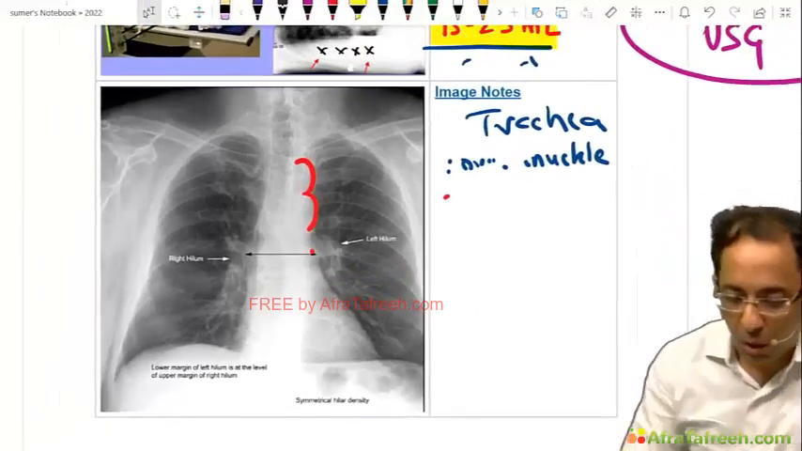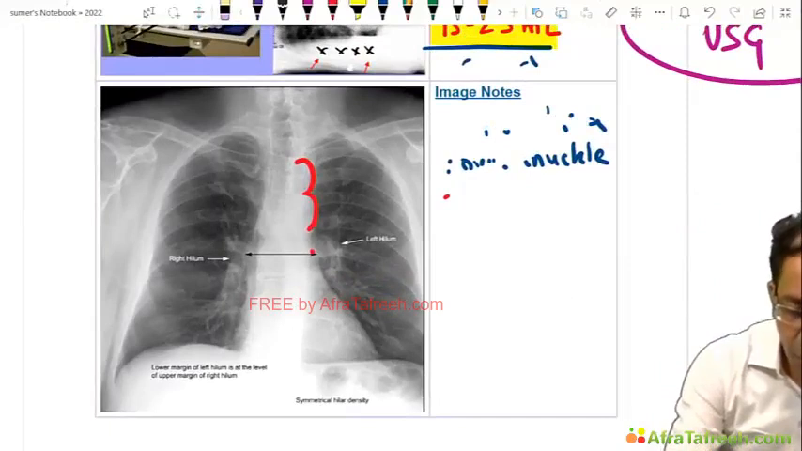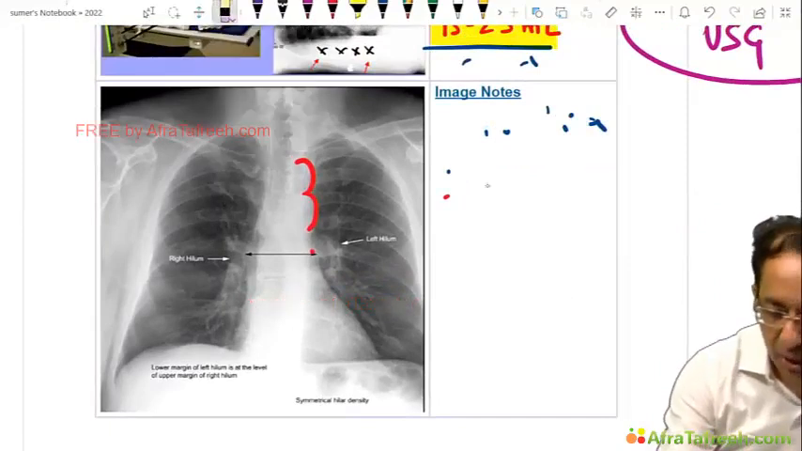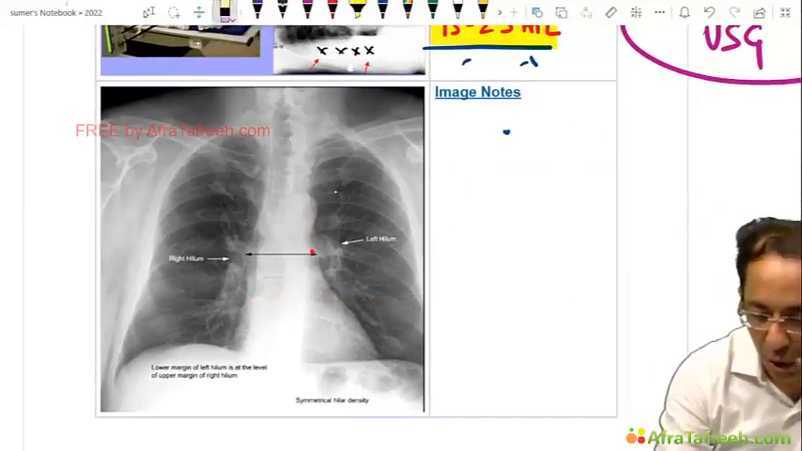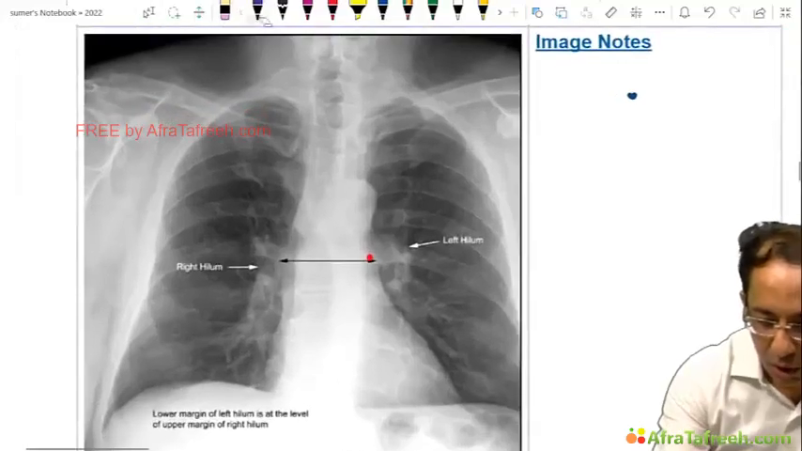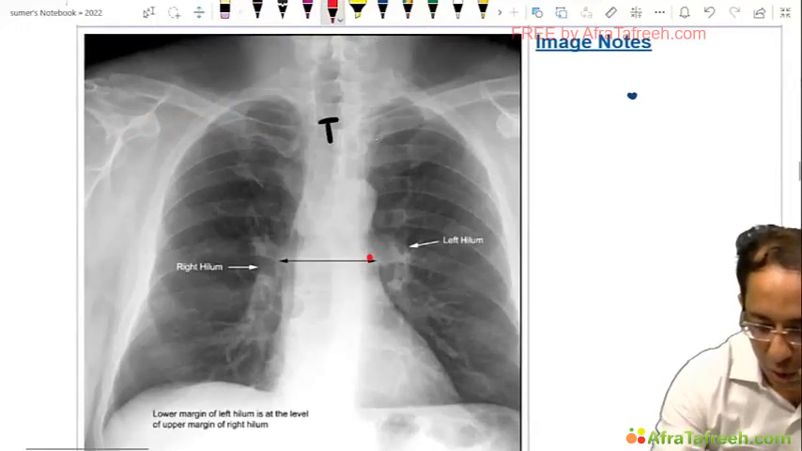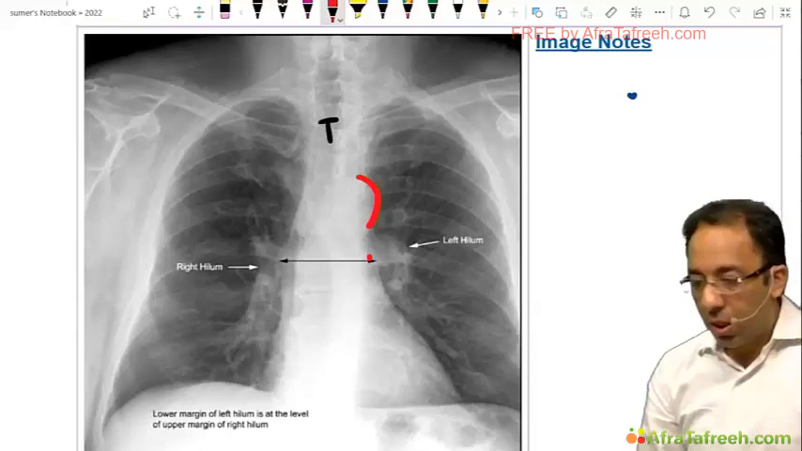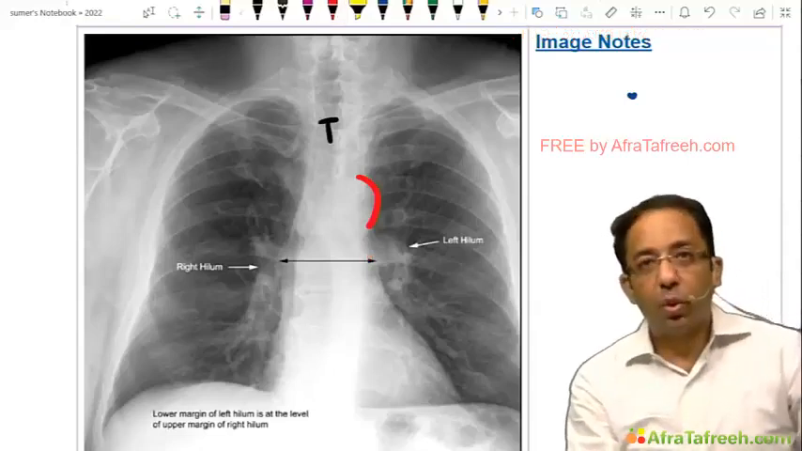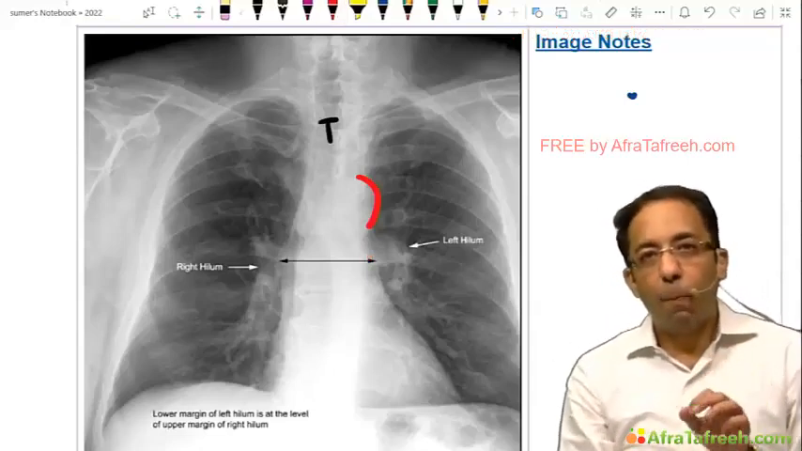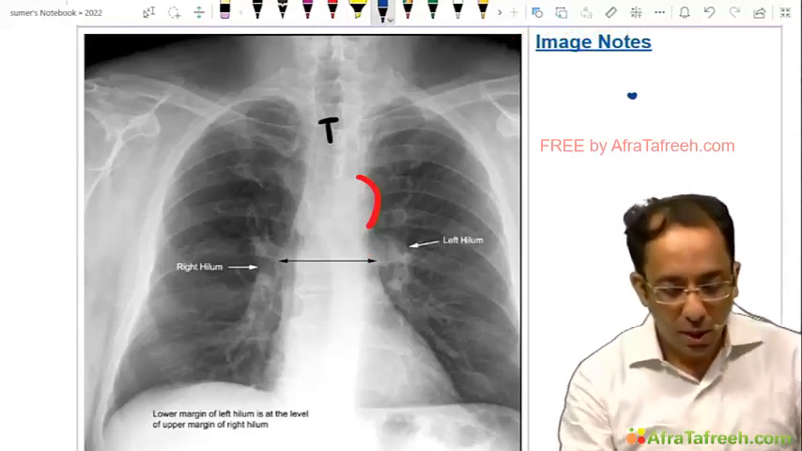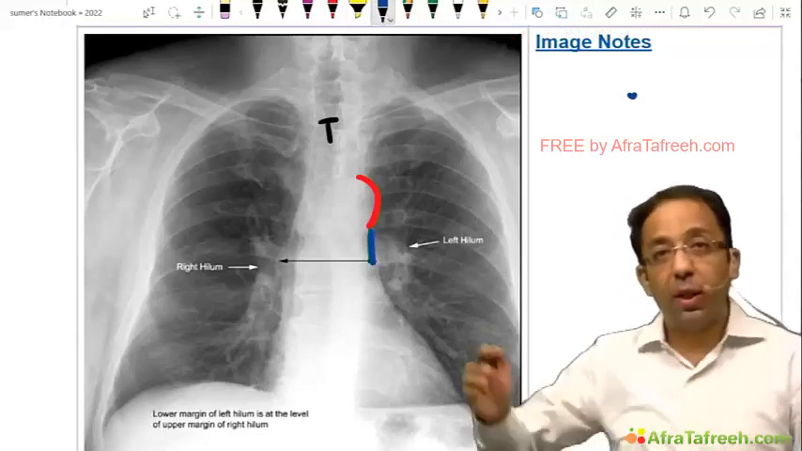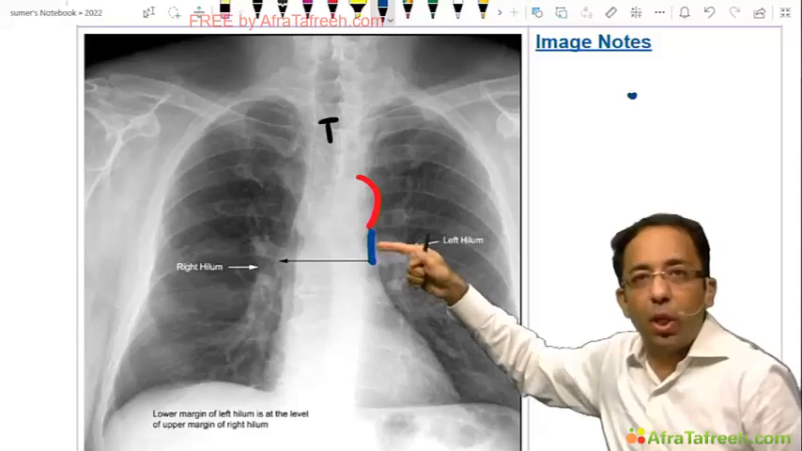Okay. Now, try to understand. I saw whether the X-ray has been done properly, if there is any rotation or not. I saw the trachea. I will label it again, beta. I saw the aortic knuckle. Okay. Then listen to me everybody. Then what I do is, I look below the aortic knuckle. This area. Can you see this small area below the aortic knuckle?